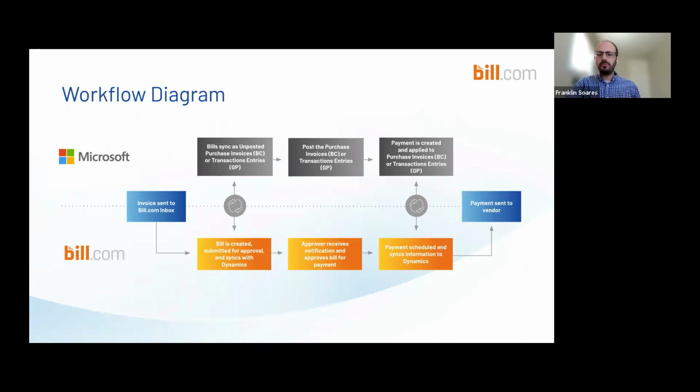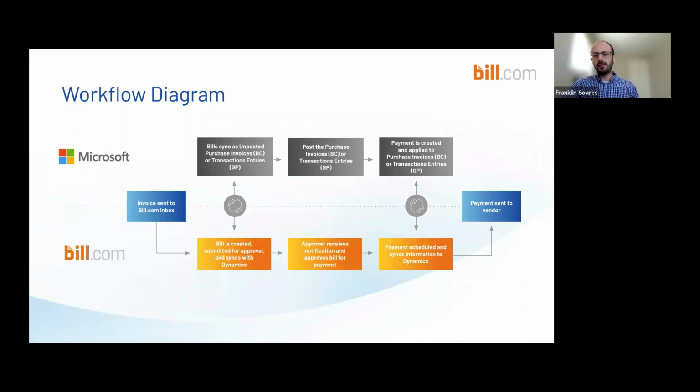In Bill.com, while the approval is happening, then it passes over to the payment mechanism here. The payer will then schedule a payment. It creates another critical record, a payment record, that then has an opportunity to sync over. That payment gets created inside Business Central or Great Plains, and then it actually will impact the AP as well. So it's going to close out the AP, posting the bill, the payment inside the accounting software.